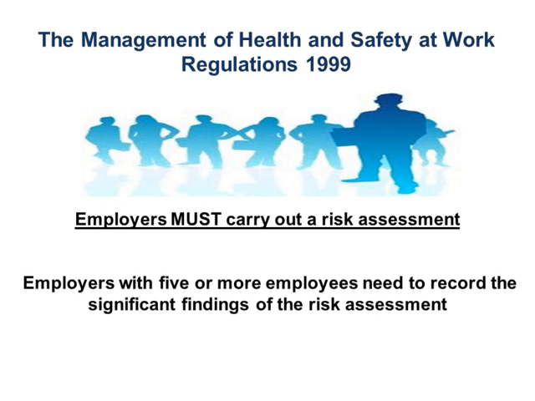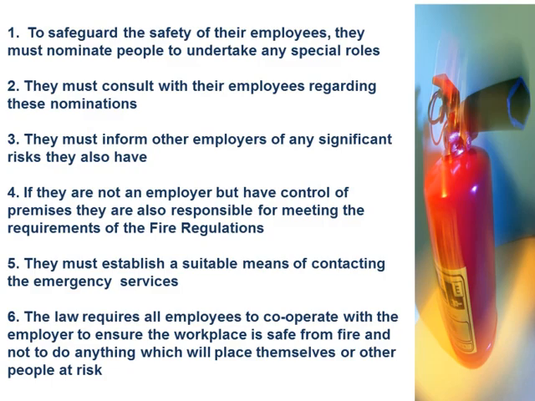Employers must carry out a risk assessment. Employers with 5 or more employees need to record the significant findings of the risk assessment. There are 6 other legal duties an employer has. To safeguard the safety of their employees, they must nominate people to undertake special roles. They must consult with their employees regarding these nominations. They must inform other employees of any significant risks they also have.